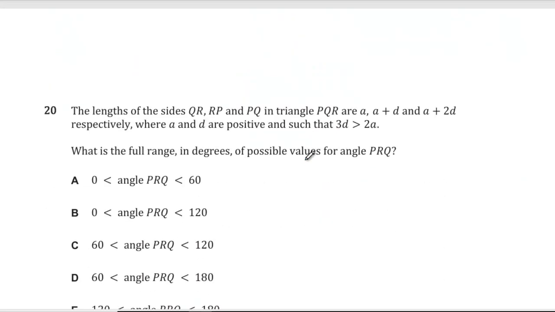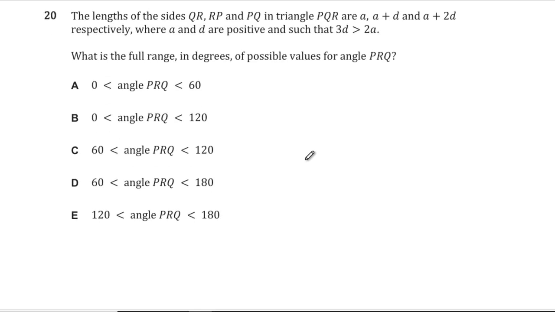And the last one to wrap things up: the lengths of sides QR, RP, PQ in triangle PQR are a, a plus d, and a plus 2d, where a and d are positive such that 3d is greater than 2a. Oh my word. What is the full range in degrees of some angle? Right, so I need to get a sketch of this then. So I've got a triangle with 3 different length sides.